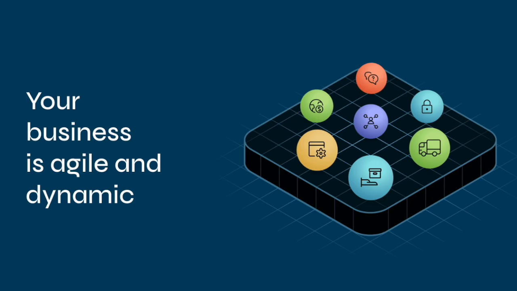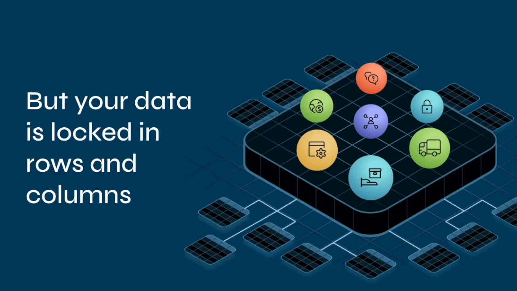Your business is agile and dynamic. Requirements are changing. Priorities are changing. New data is constantly collected and used to drive business results. You need insights from your data so you can make decisions at the speed of business. However, your data is locked in rows and columns. This prevents you from seeing the connections in your data.